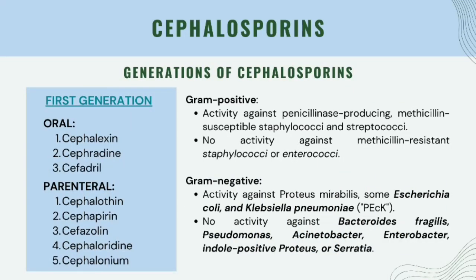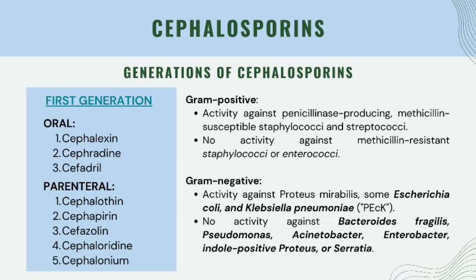Let's start with the first generation of cephalosporins. Based on the route of administration, cephalosporins can be classified into those primarily used orally and those administered parenterally. In oral administration, you can use cephalexin, cephradine, and cefadroxil. In parenteral administration, you can use cephalothin, cefapirin, cefazolin, cefaloridine, and cephalonium.